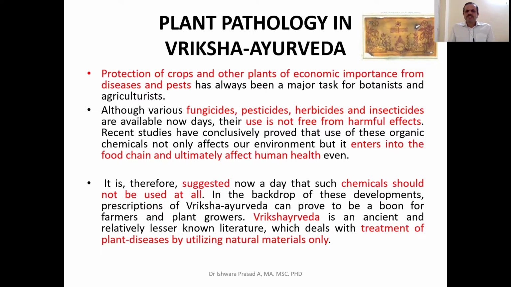Although various fungicides, pesticides, herbicides, and insecticides are available nowadays, their use is not free from harmful effects. All of us know it. Recent studies have conclusively proved that the use of these organic chemicals not only affects our environment, but it enters into the food chain and ultimately even affects human health. We have examples like the Minamata disease, which happened in Japan, the use of DDT, and the side effects of some fungicides, pesticides, herbicides, and insecticides are also known.